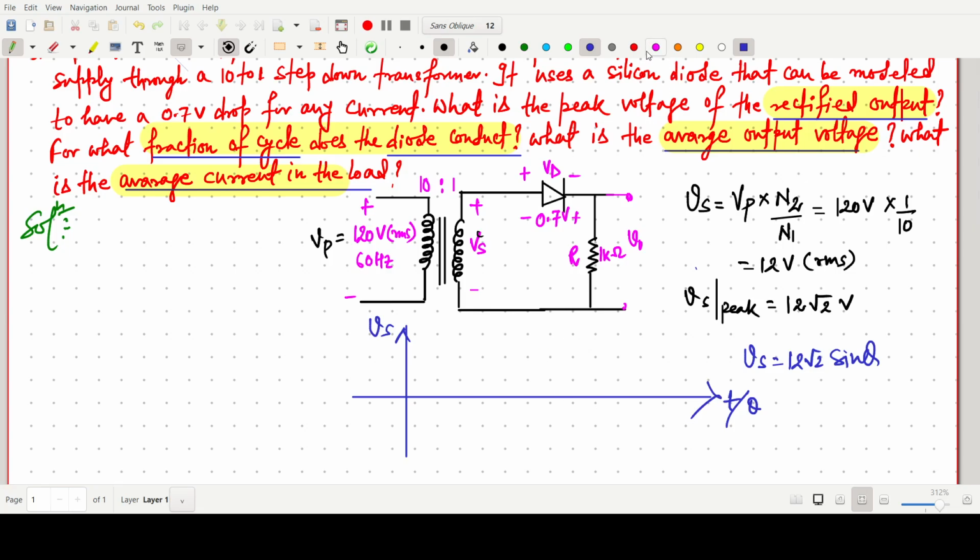Then the input waveform will be like this. First cycle, in radians we can write pi, 2 pi. This one is the input voltage across the secondary side, and this peak is simply 12 root 2, and the other one is minus 12 root 2. Now we have to draw the output waveform.